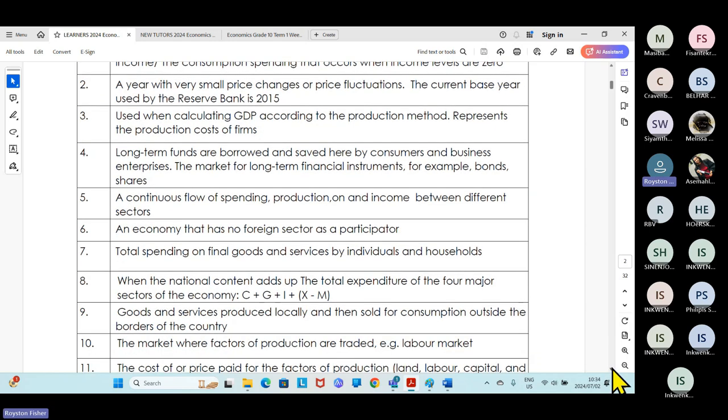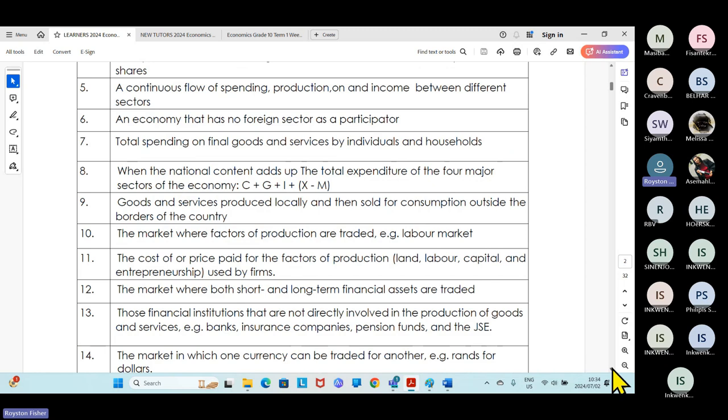Number five, this concept has to do with or says a continuous flow of spending, production, and income between different sectors. So what do you think this is? What concept do you have here?